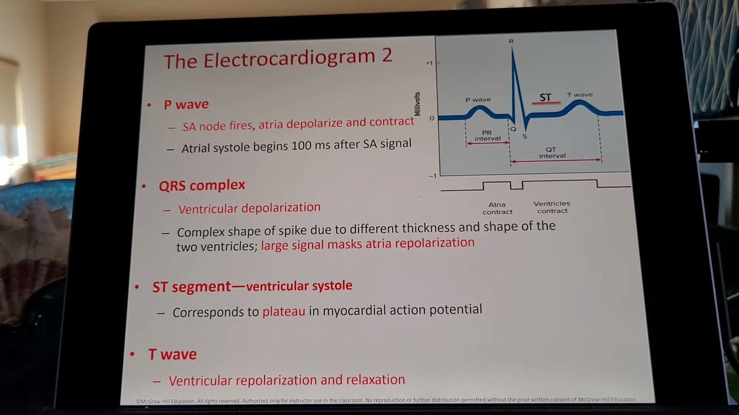The next one is our ST segment. This is when our ventricles are actually contracting. This is our plateau in our cardiomyocyte action potential, where calcium comes in and binds to troponin, allowing for muscle contraction. And then lastly, we have our T wave, which is our ventricle repolarization and ventricle relaxation.